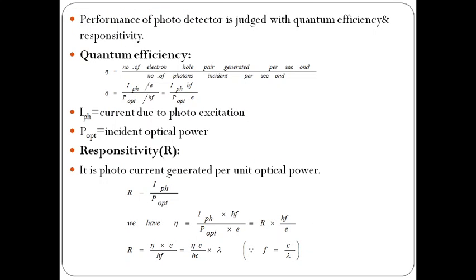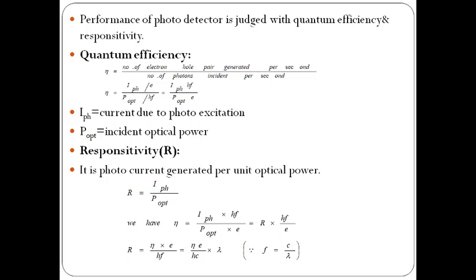Yes, these photodetectors' performance can be judged by two parameters. One is quantum efficiency, another one is responsivity. This quantum efficiency is the ratio of the number of electron hole pairs generated per second to the number of photons incident per second. That means when light falls on the device, it will generate electron hole pairs in the device. Yes, this photodetector converts the light signal into electrical signal.